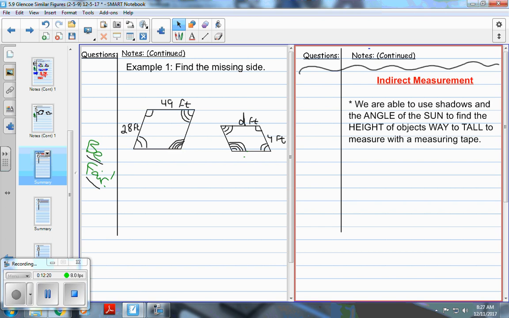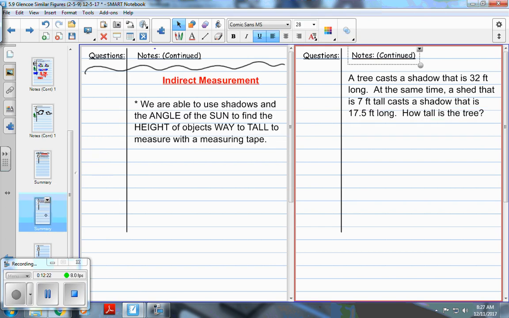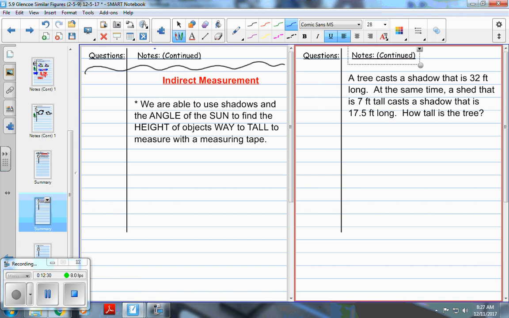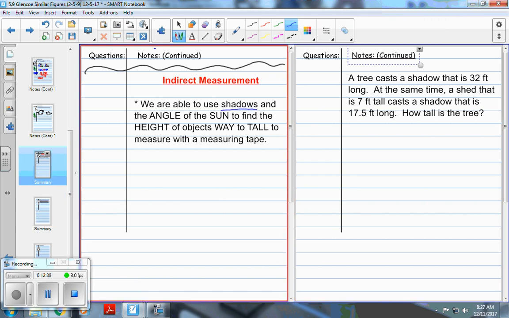Okay, welcome back. So again, don't copy down this example just yet that I'm showing you. I'm going to try and teach you how to draw the pictures first. When you are using indirect measurement, it's a really cool skill of measuring things that are way too tall to measure with a measuring tape. And what we're going to use here is shadows and the angle of the sun to figure out a height. And many students don't understand how to draw this picture.